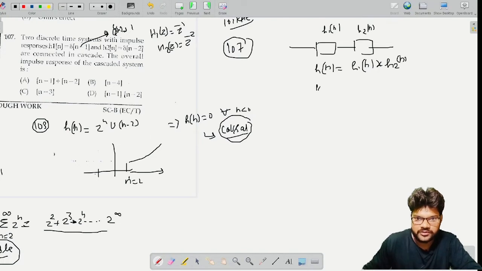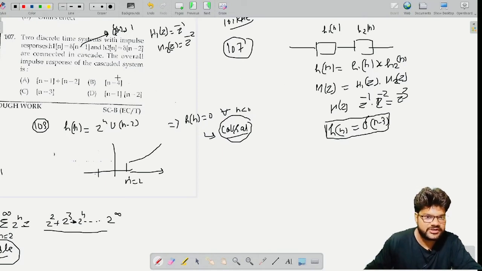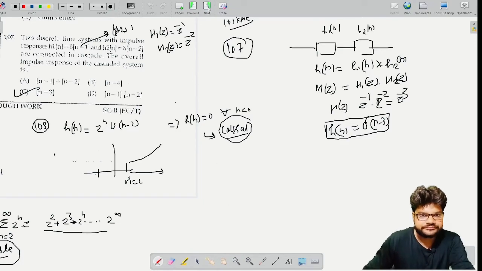So overall, if I take its Z transform, H(z) will be H1(z) times H2(z), right? H1(z) is z inverse and H2(z) is z to the power minus 2. So you get z to the power minus 3. H(z) is z to the power minus 3, and if you take the inverse Z transform, h[n] will be delta of n minus 3. The overall impulse response is delta of n minus 3. So the correct option is C. Let's go to the next question.